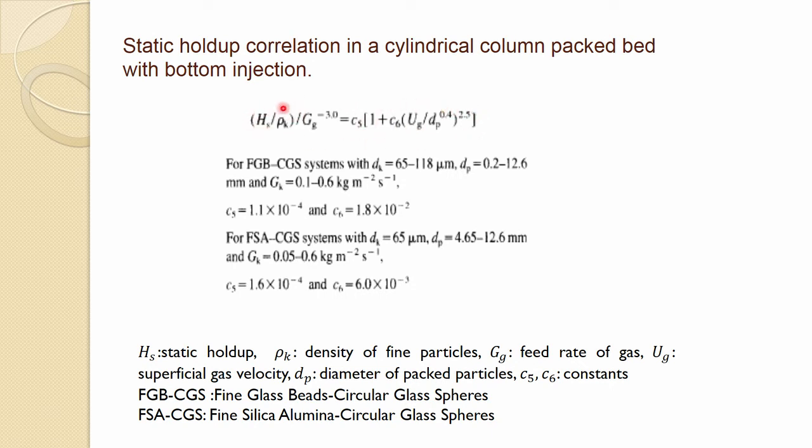This correlation, as I said, is valid only for a cylindrical system, and it was developed for fine glass bead and circular glass sphere. So, in the first, the packing material is glass spheres and the powder is fine glass, and in the second, the packing material is glass sphere but the powder is fine silica alumina. Based on those experiments, this is done, and these are the values of the constants for these two systems at the mass feed rate of gas in this range, the fine diameter in this range, and the particle diameter in this range. So, one should be aware of these conditions when using this sort of empirical correlation.